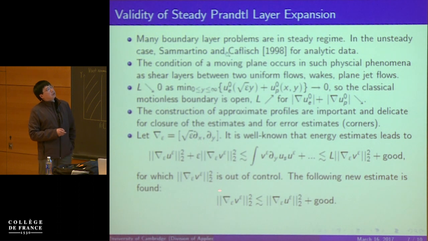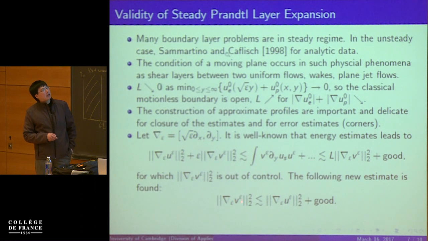So the key new contribution is that we discover a new estimate for the normal derivative, order 1. So we found a different estimate, which is in some sense orthogonal to the energy estimate, which takes the form that the order 1 derivative of V is bounded by the order 1 derivative of U. Suppose I have this estimate.